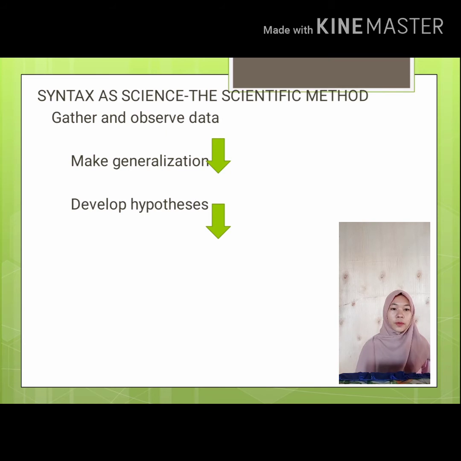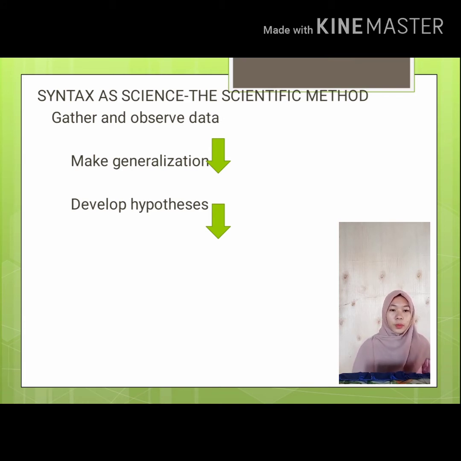This kind of rule is a prescriptive rule, the perspective of how people should speak according to some authorities. Some examples of prescriptive rules include: never end a sentence with a preposition, use whom, use who, don't split infinitives. The rule tells you how we are supposed to use our language.